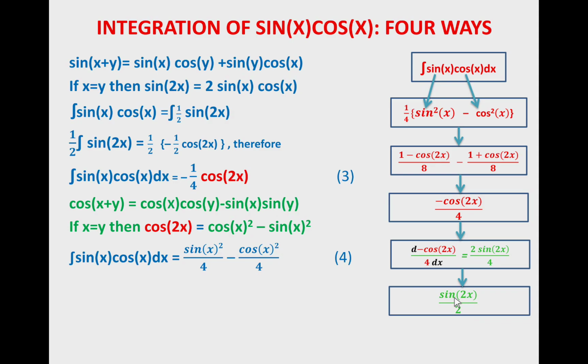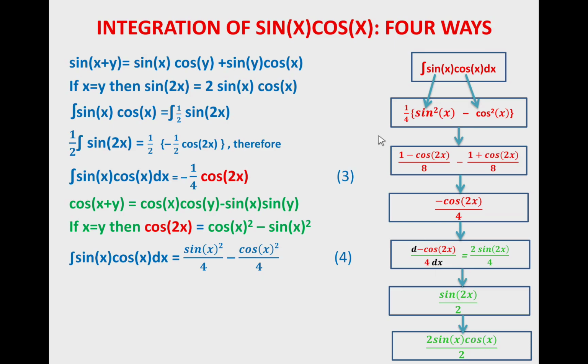Now we can expand sine 2x. If we expand sine 2x, it will give us 2 sine x cosine x. And the 2 will cancel out with the 2 in the denominator. So we'll be left with sine x cosine x.